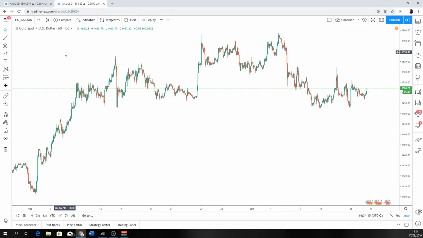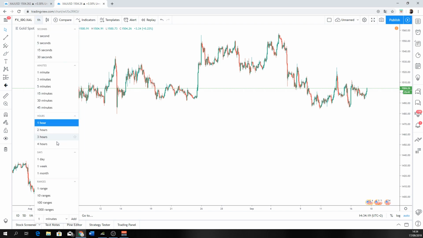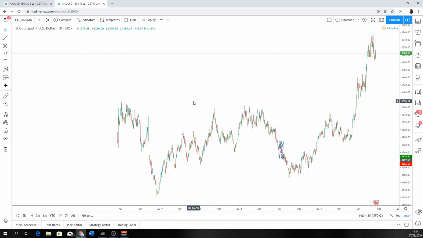Okay, so first of all, a few key points: go to the higher time frames. Always do that. Look at the bigger picture. That's where it is more obvious. There you can find the key levels. So let's go to the daily. You could even go to the weekly, doesn't matter.